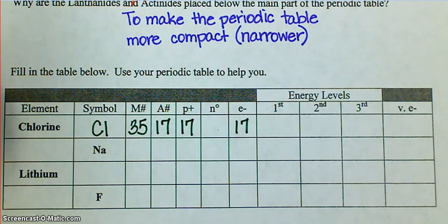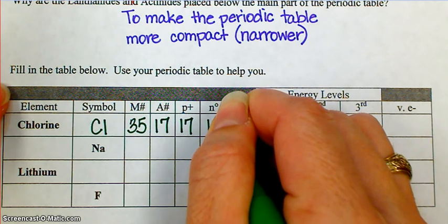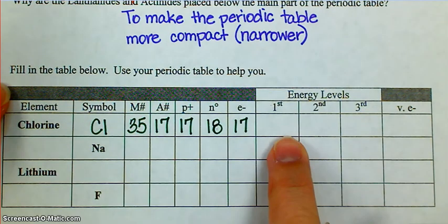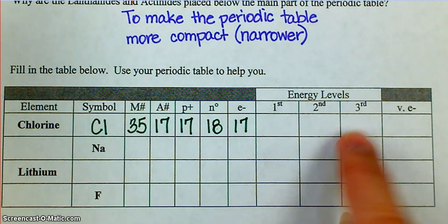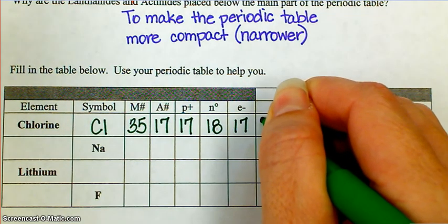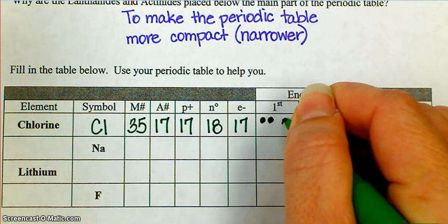How do I get the number of neutrons? 35 minus 17, which is 18. And then I need to take my 17 electrons and place them in their energy levels. I always fill the first before starting on the second. I always fill the second before starting on the third. How many electrons can I put in the first energy level? Only 2, and then it's full.